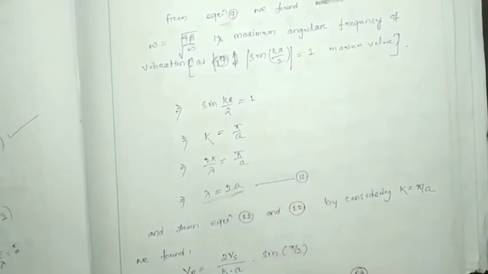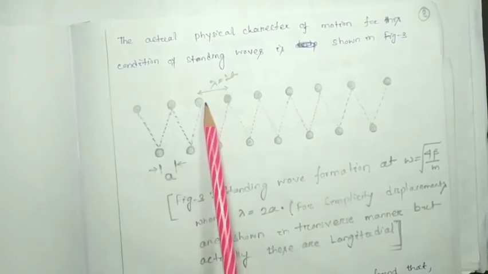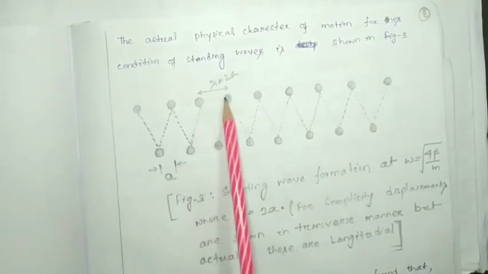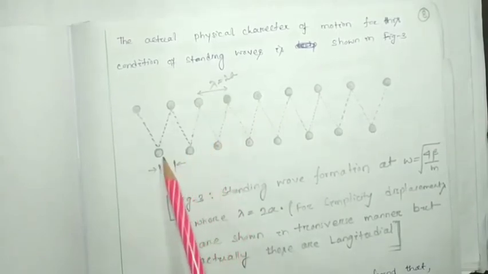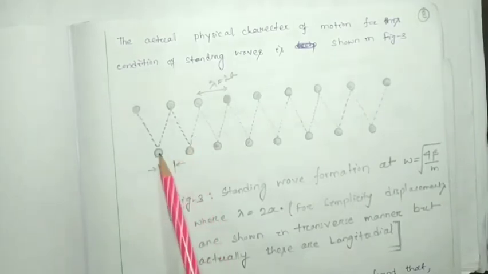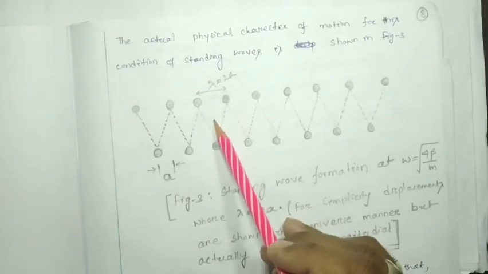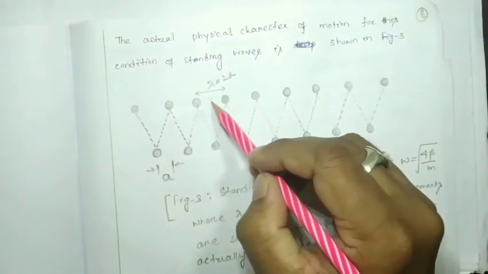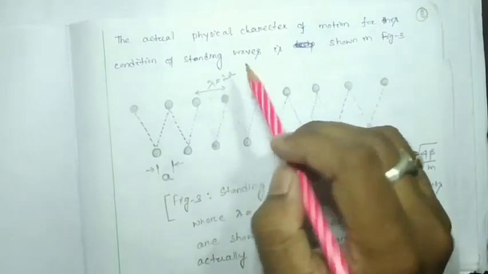Here is the figure I can show you. This is the vibration of the maximum frequency, for which the wavelength is 2a. From one atom to another atom the distance is a, and this distance is a, so trough to trough the distance is 2a. From this to this is a, this to this is a, so the wavelength will be 2a.